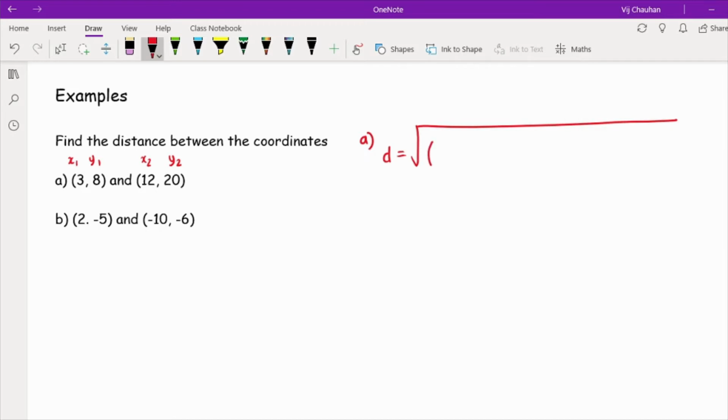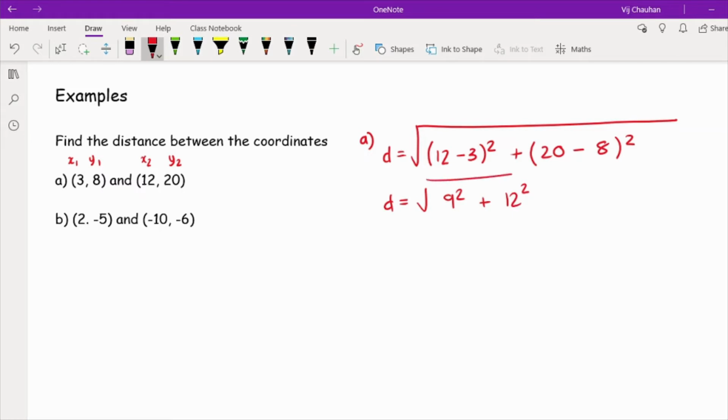So looking at question A, I'm going to go straight into the formula of d equals, and I'm going to have x2, which is 12, minus 3 squared plus 20 minus 8 squared. And what I'm going to do is take my time and simplify each of the brackets first. So I've got 12 take away 3 is 9, so I've got 9 squared plus 12 squared, all square rooted.